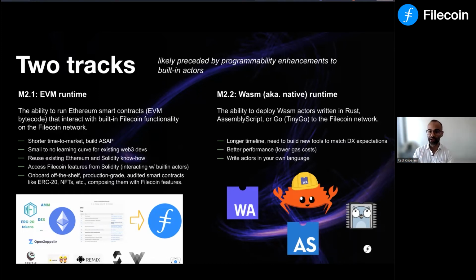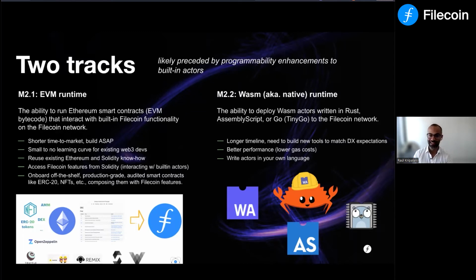Now, one thing that I do want to note is that the user programmability M2 as a whole is likely going to be preceded by another network upgrade. So this means that between now and M2, there's probably going to be another network upgrade, network version 17, which is going to introduce programmability enhancements to the built-in actors, so that when folks deploy things, they are able to use all of the Filecoin features, like provability and data tracing and a bunch of other things, so that their actors are truly useful.